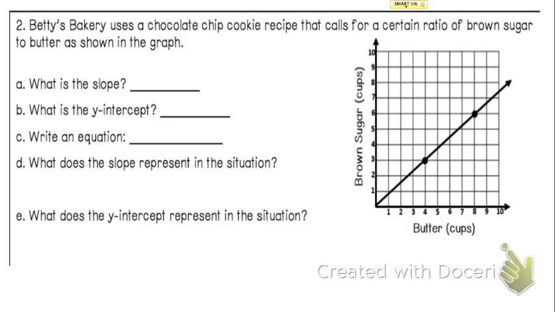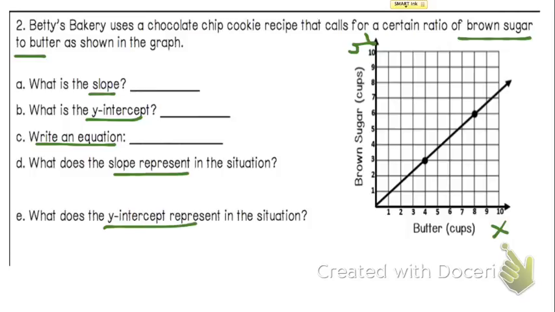Okay, so let's look at number 2. It says Betty's Bakery uses a chocolate chip cookie recipe that calls for a certain ratio of brown sugar to butter as shown in the graph. So we're looking at the graph, and it looks like my x is going to be butter in cups, and my y is going to be brown sugar in cups. And I need to find the slope, the y-intercept. I need to write an equation, and then I need to tell what the slope represents in the situation and what the y-intercept represents in the situation.